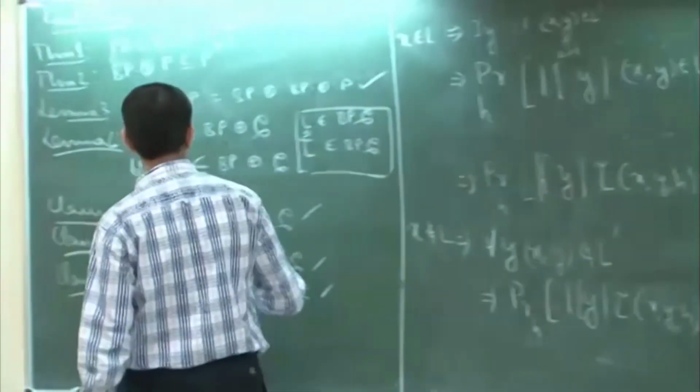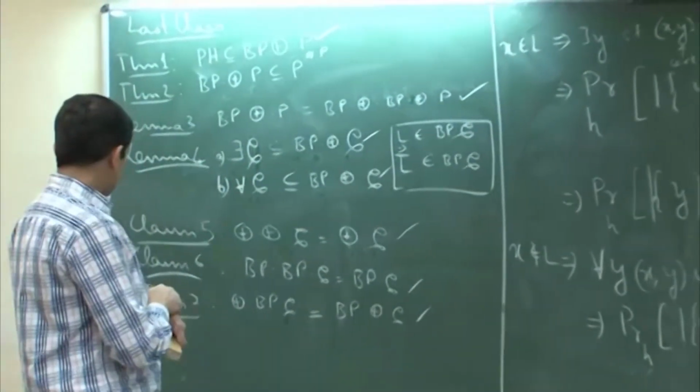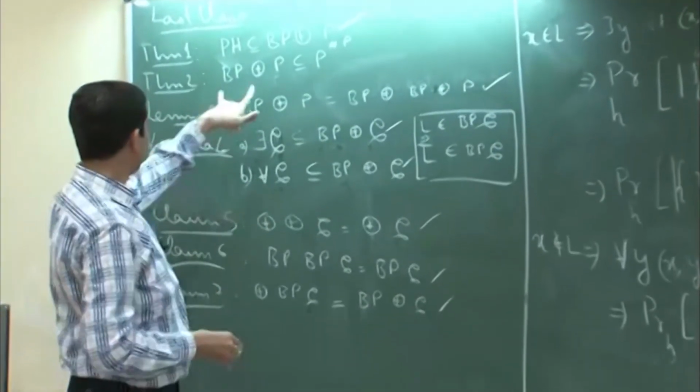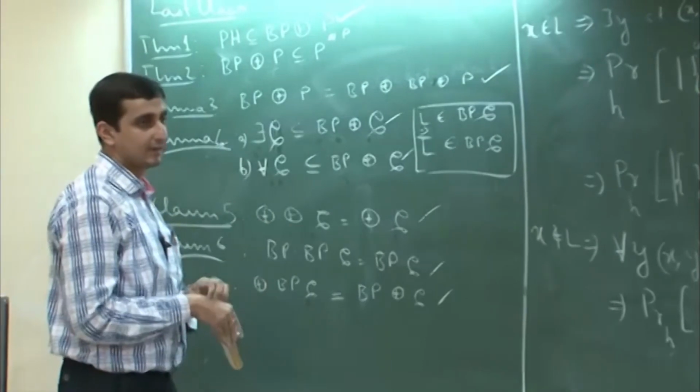So what we have is we have lemma 4 as well. So what remains to be seen now is why BP dot parity dot P is in P to the sharp P. So that will prove Toda's theorem.